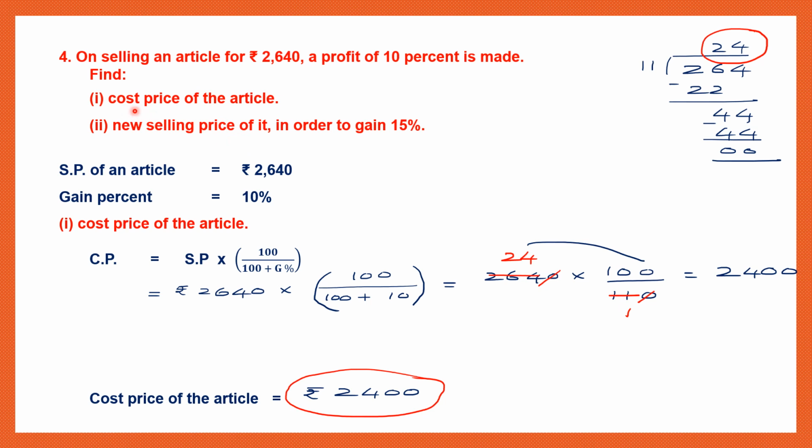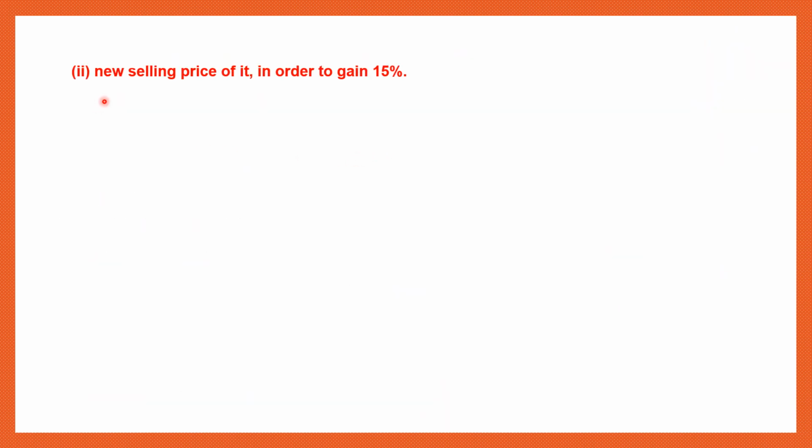So we're going to use this cost price and we're going to find the new selling price with the help of gain, which is 15%. So let's do that. So new selling price, in order to gain 15%, cost price which is found out that it is 2,400 rupees. And the gain percent is given to us as 15%. It's in the question. Now we're going to find the new selling price.